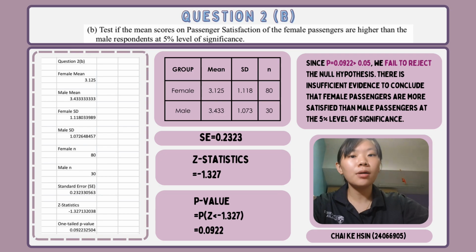24066905. And now I will continue to present question 2b, which asked to test whether female passengers are more satisfied than male passengers using a one-tail hypothesis test at a 5% significance level.